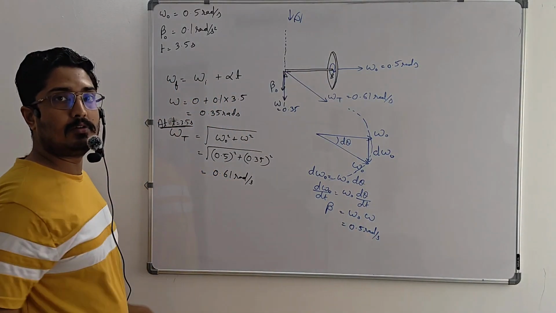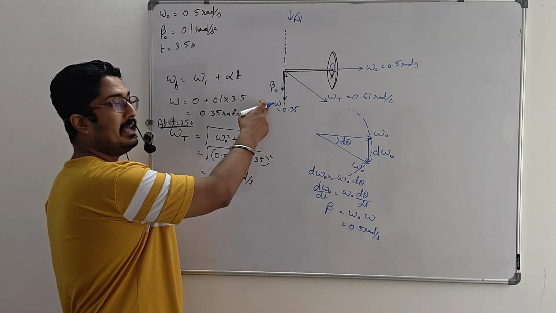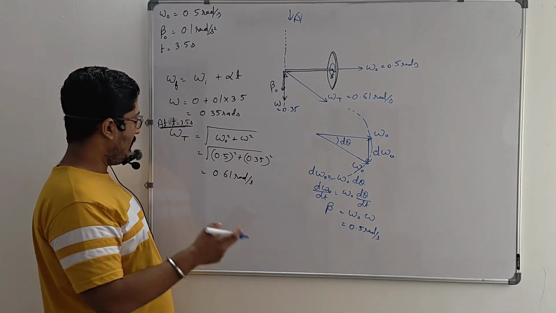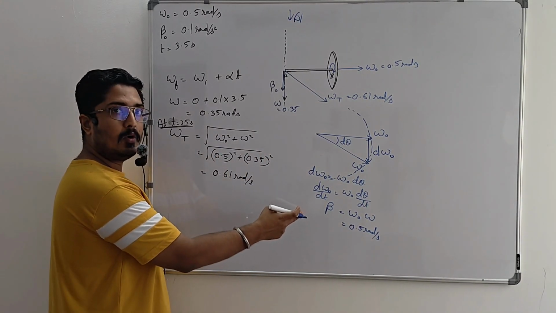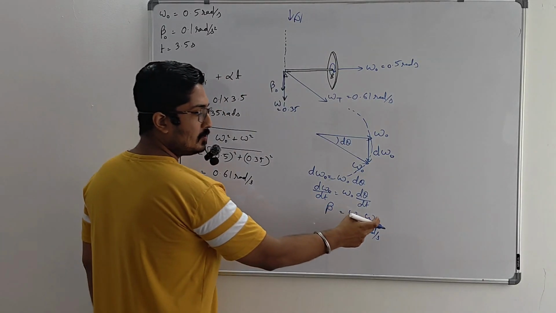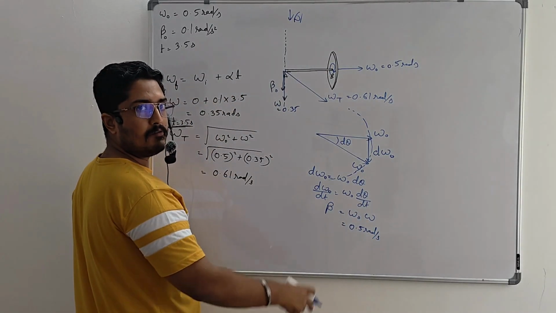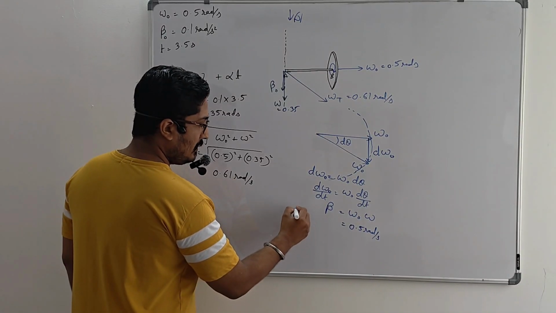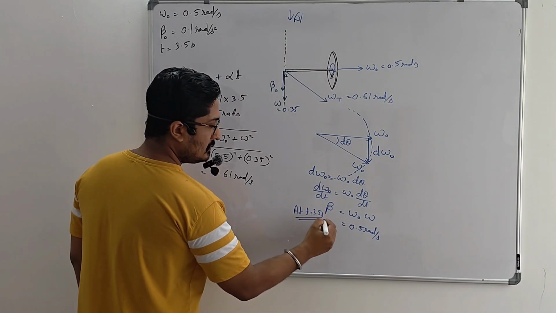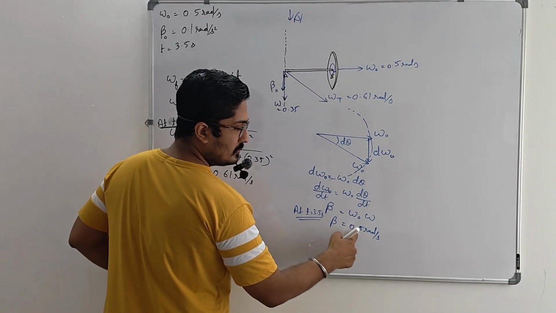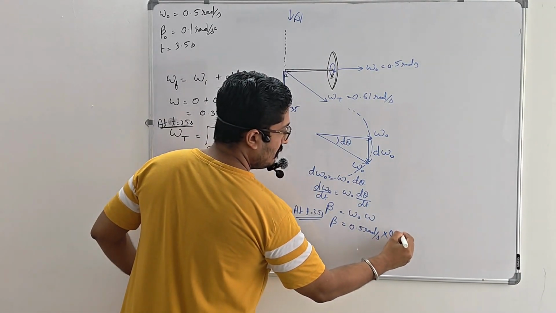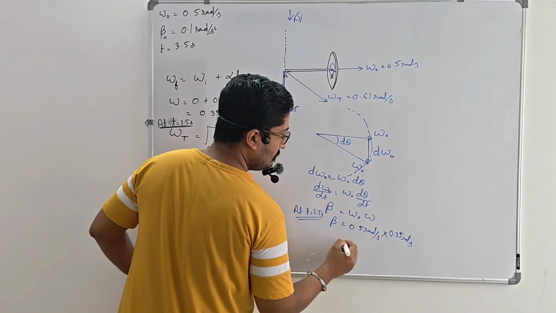Now omega value I also need, but omega is a continuously varying function. In the question they're asking me both the omega total and the beta total at a specific time, that is 3.5 seconds. So I have to use this omega also at 3.5 seconds. So at t equals 3.5 seconds, my beta is equal to 0.5 into what I am having there, 0.35 radians per second.